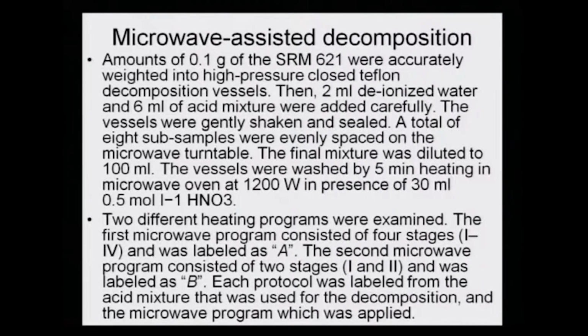2 different heating programs were examined. The first microwave program consisted of 4 stages, 1 to 4, and was labeled as A method. The second microwave program consisted of 2 stages, 1 and 2, and was labeled as B method. Each protocol was labeled from the acid mixture that was used for the decomposition and the microwave program which was applied. So, 2 different programs were carried out, as I mentioned in the earlier slide, and it was compared which method, whether the method A with 4 steps or the method B with just 2 steps, is better for the complete digestion of this standard reference glass sample.